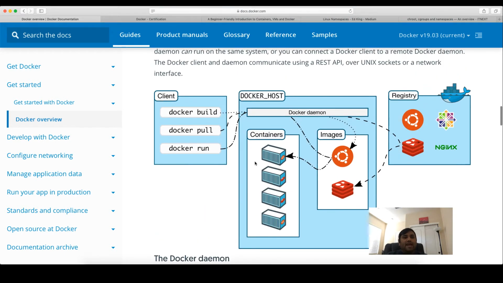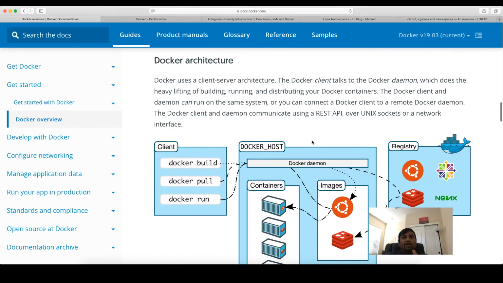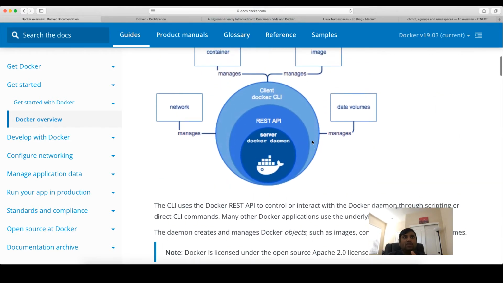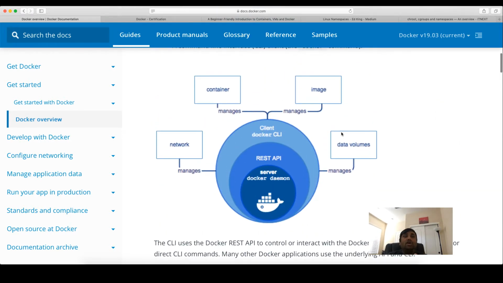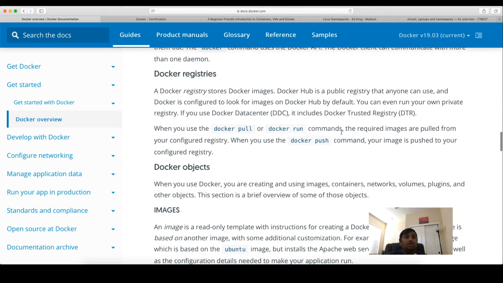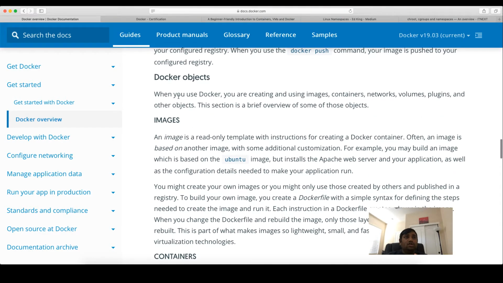In this diagram, we saw containers and images, and there were a couple more things: network, volumes, and image. All of these are called Docker objects. When you use Docker, you are creating and using images, containers, networks, volumes, plugins, and other objects. That's what we're really going to talk about.